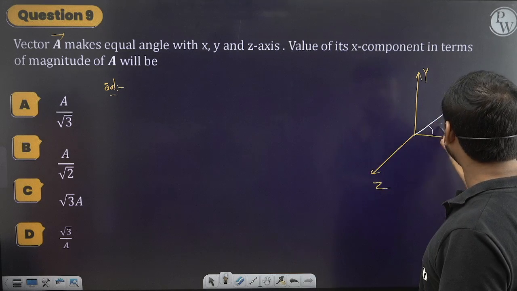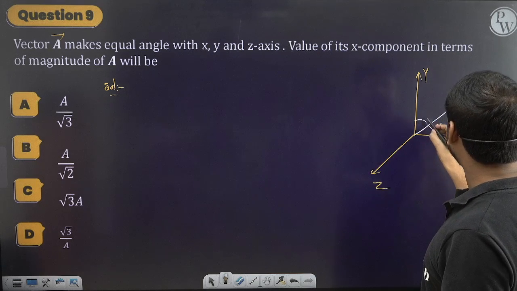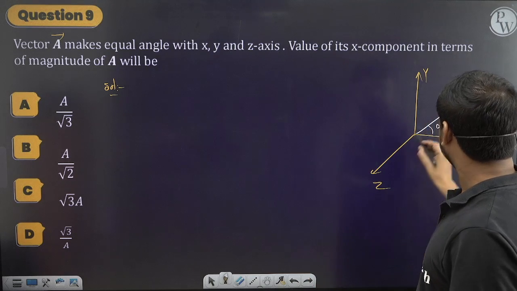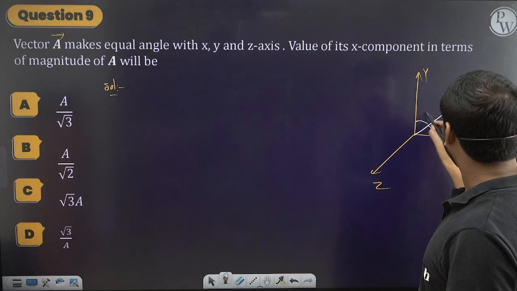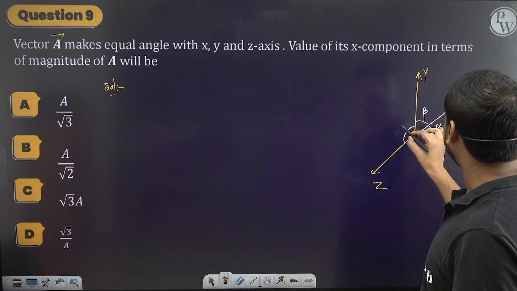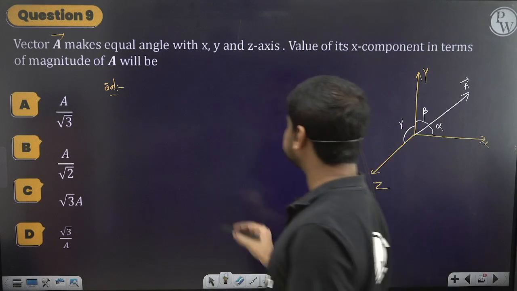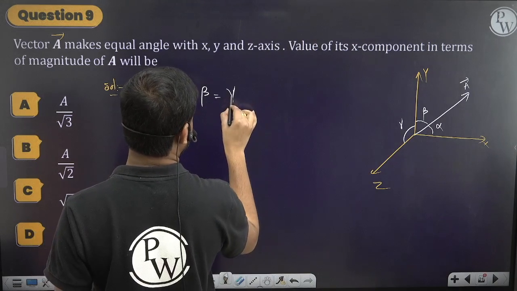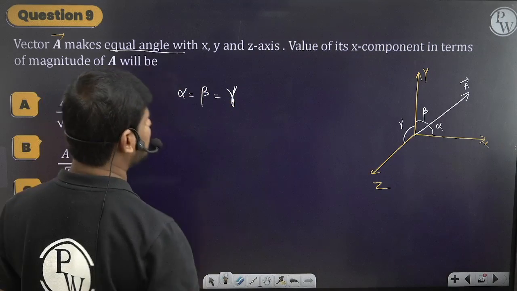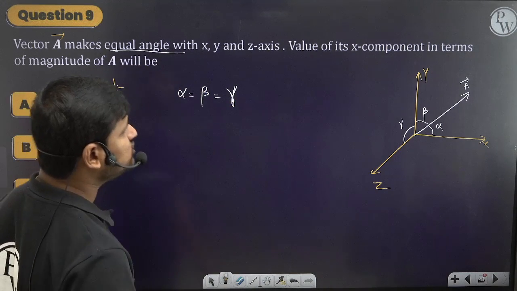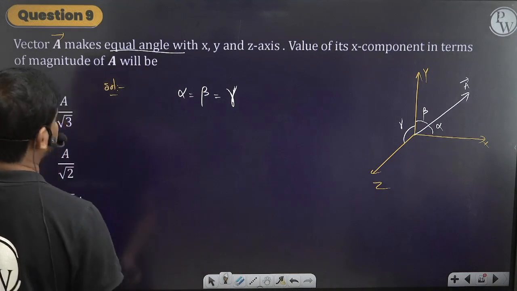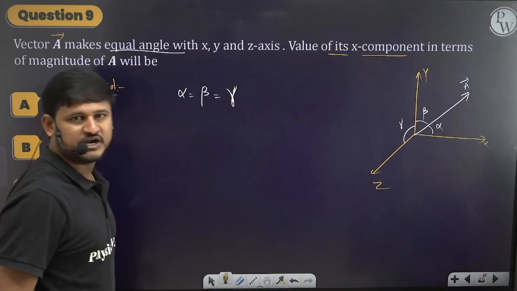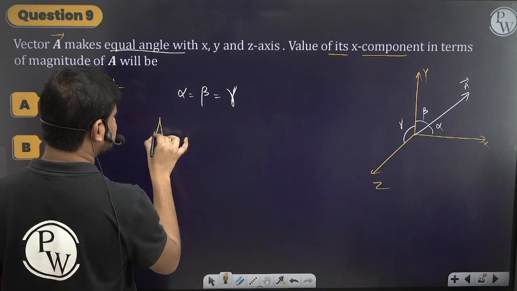Let's suppose with the x it is alpha, with the y it is beta, and with the z let it be gamma. Now what they are saying is all three angles are equal: alpha is equal to beta is equal to gamma. They said equal angle with the xyz axes. So the value of its x component in terms of the magnitude of A is what we have to find. What is the value of its x component?